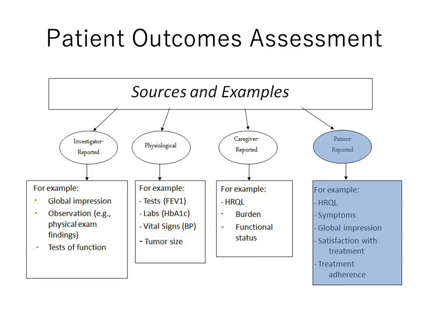Another type of patient outcomes assessment is caregiver reported. So quality of life, caregiver burden, functional status. And finally, there's patient-reported outcomes assessment. Again, this would cover areas of health-related quality of life, symptoms and side effects, their global impression with life satisfaction or quality of life, satisfaction with treatment, and treatment adherence.